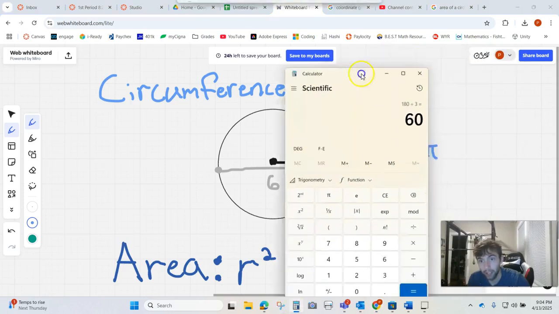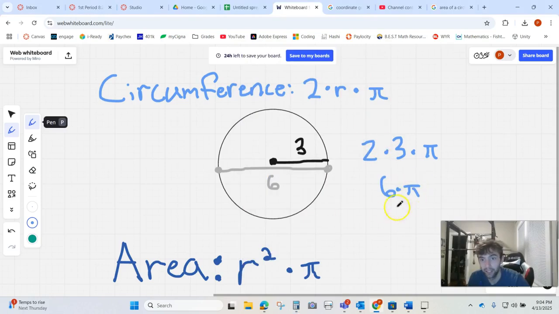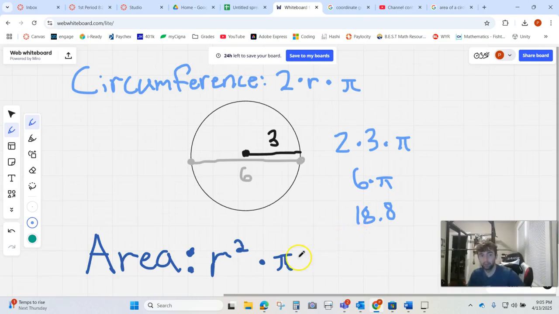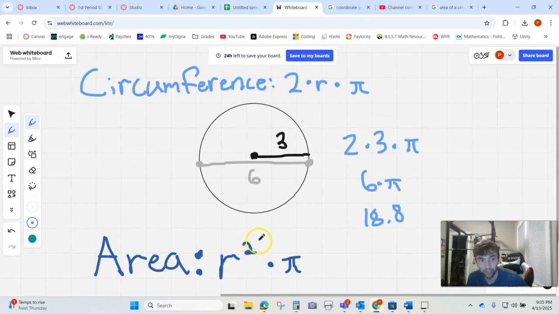6 times pi is 6 times pi button equals 18.8. That's where we'll stop, rounding to the nearest tenth. 18.8 is the circumference. Now, before we find the area, I want you to make a guess, make an estimate.